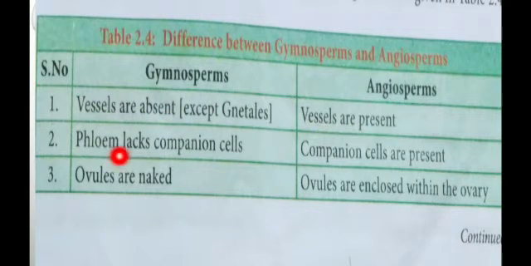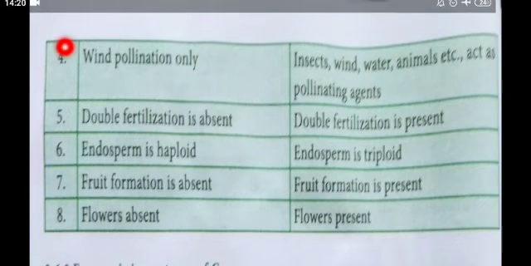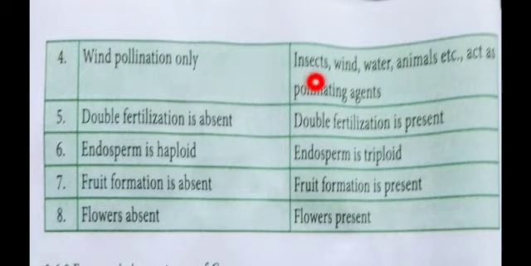The phloem lacks companion cells in gymnosperms; companion cells are constituents of the phloem. Here, companion cells are present. Ovules are naked, as we already know, whereas here the ovules are enclosed within the ovary. Next, pollination is by wind only in gymnosperms, whereas insects, wind, water, animals, etc. act as pollinating agents here.